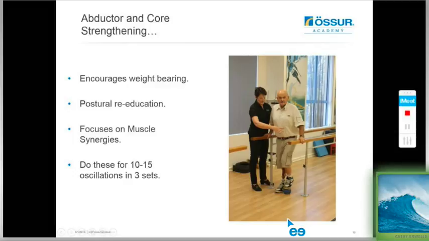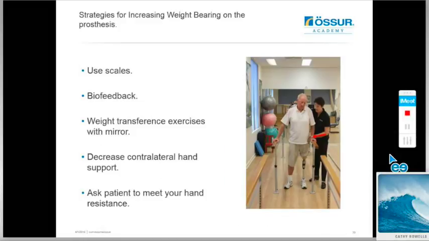So we're wobbling the ball here, forwards and backwards, 10 to 15 oscillations in 3 sets. And I often tell them to do this first thing in the morning because it reminds the muscles how they've got to work to translate the weight onto the prosthesis. It's a good little wake-up, if you like, for getting all the muscles working together in preparation for walking for the day.